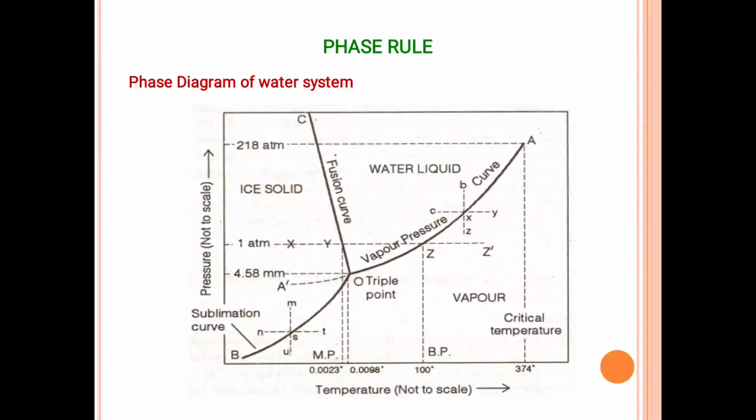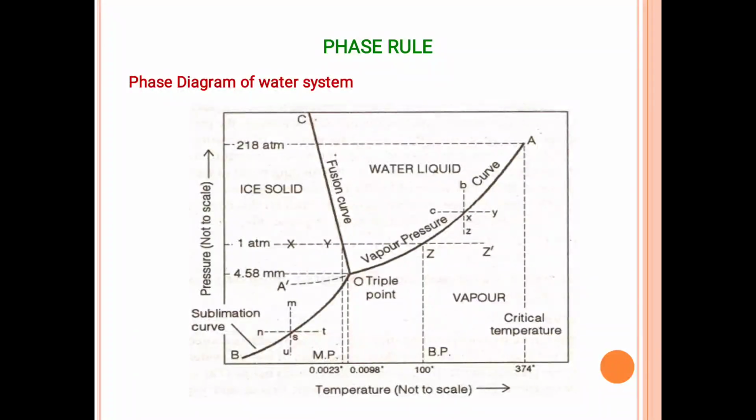Curve OC. The curve OC is called the melting point curve of ice. It represents the equilibrium between ice and water. At any point on the curve, ice and water will be present in equilibrium. The curve OC is slightly inclined towards the pressure axis. This shows that the melting point of ice decreases with increase of pressure. The degree of freedom of the system is 1 here.